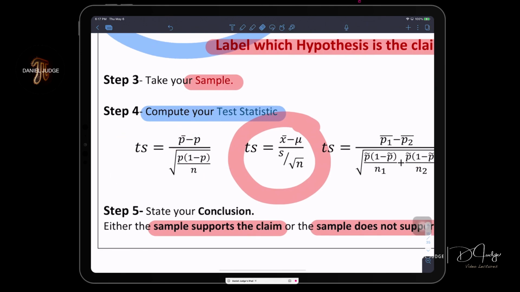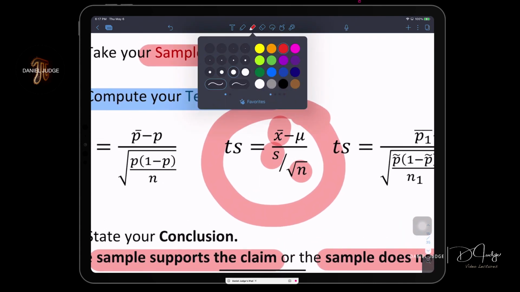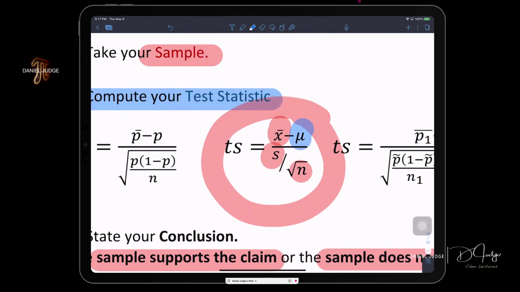So next time we're going to look at this: sample mean, sample standard deviation, sample size. So this will be our test statistic for next time. And mu is the true mean.